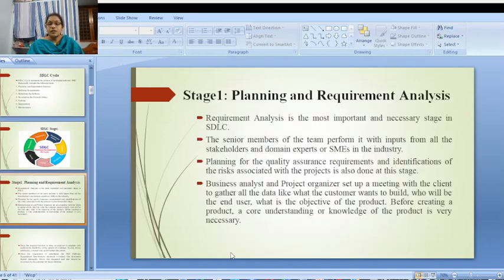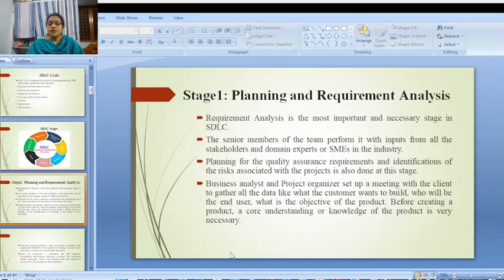The first stage is planning and requirement analysis. It is the most important and necessary stage in SDLC. Why? Because to start any product or software development, what are the requirements we need? How do we do analysis of that requirement? To know about all those things, this stage is very important.